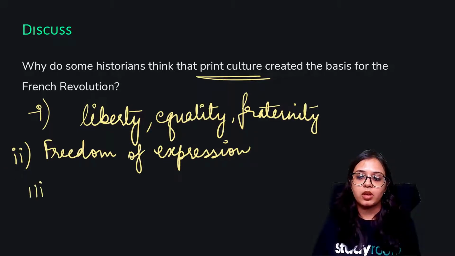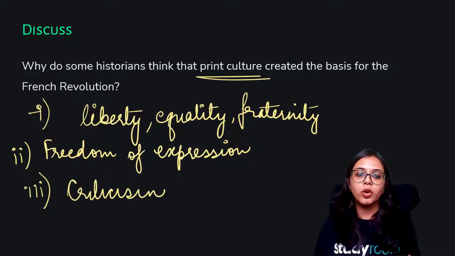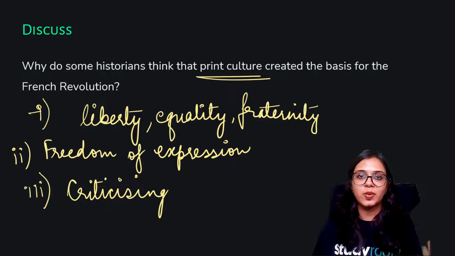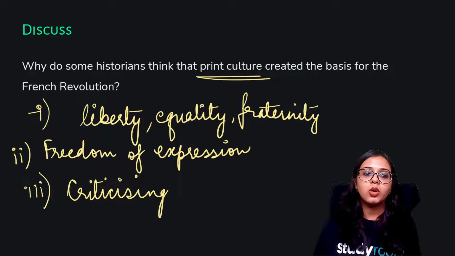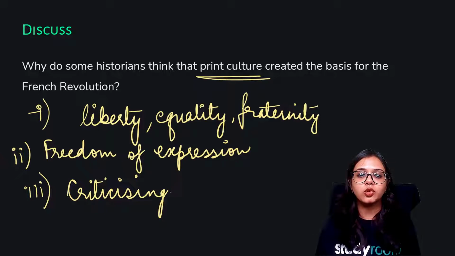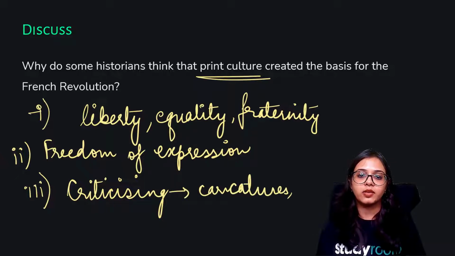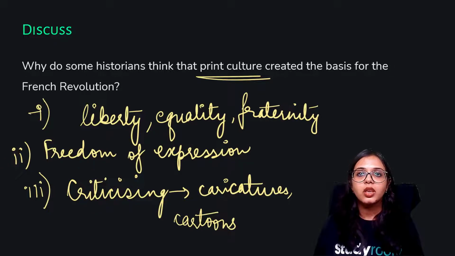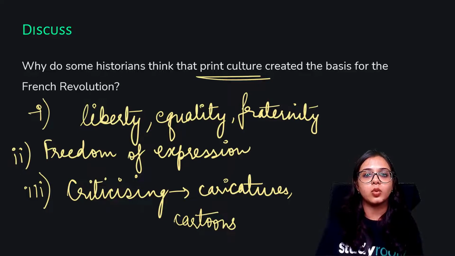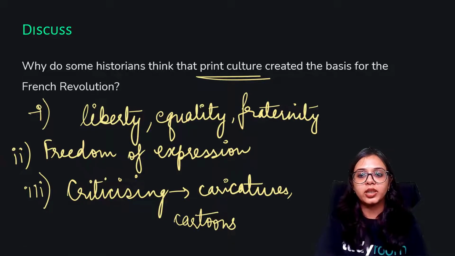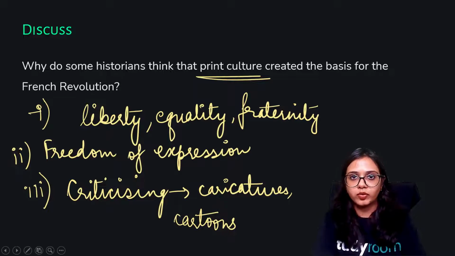And the third was criticizing. If you wanted to topple the autonomous government, you could express views contrary to theirs and criticize them. And how was print culture used as a criticizing tool? Via caricatures, via cartoons. So these are the different ways by which print culture created the basis for the French Revolution.